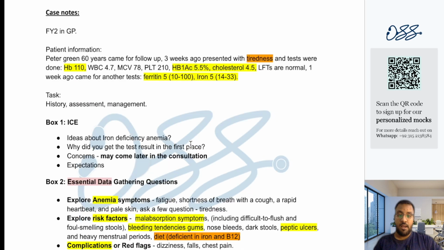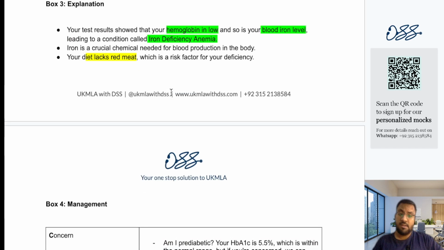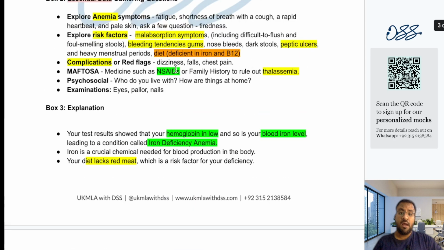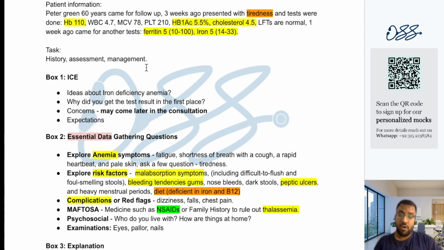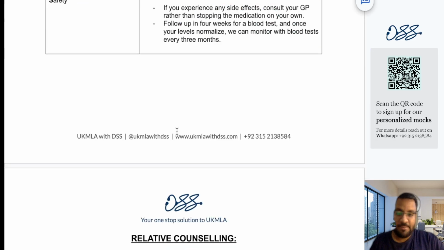Now I hope this is clear. There are many decimal stations. I think there would be a good 20-25 decimal stations. Make sure that you go through all of them. Try to read the notes and apply the knowledge as per this structure, so that you are very well aware of what question to ask in what case, and then how to eventually manage the patient as well.